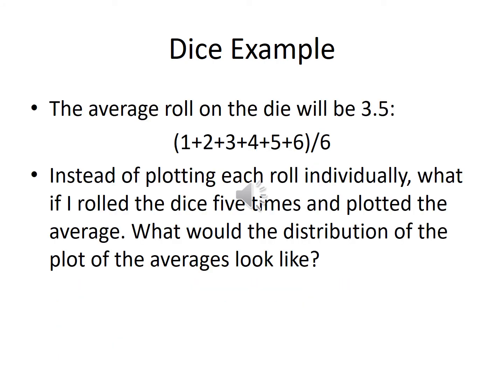Okay, the average roll on a dice is 3.5, and you can see how we calculated that. Now again, I said it's a uniform distribution, but what if instead of plotting just that individual roll, I rolled the dice 5 times, added those numbers, and plotted those on the curve? What would that look like?